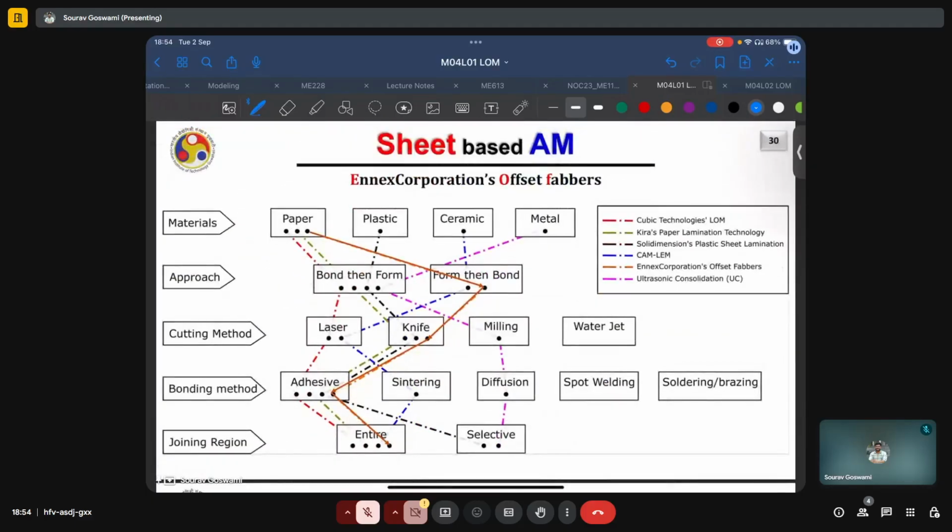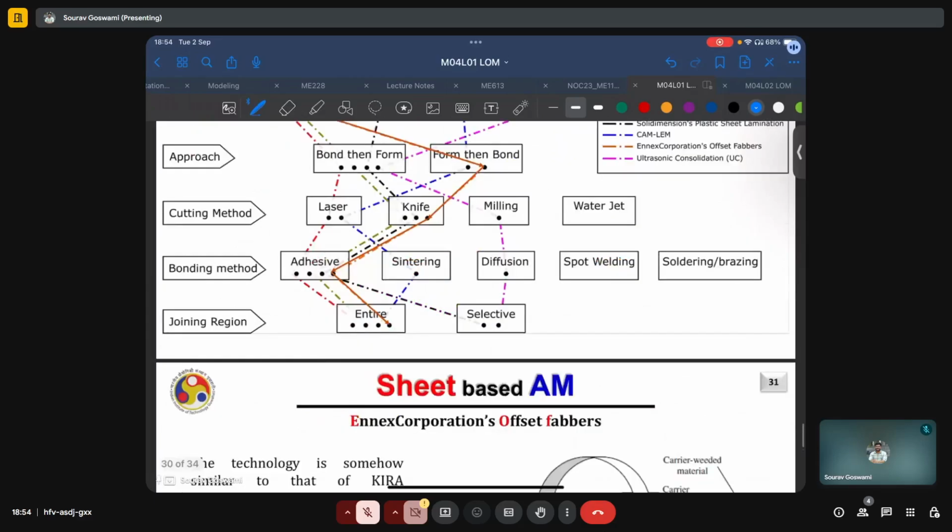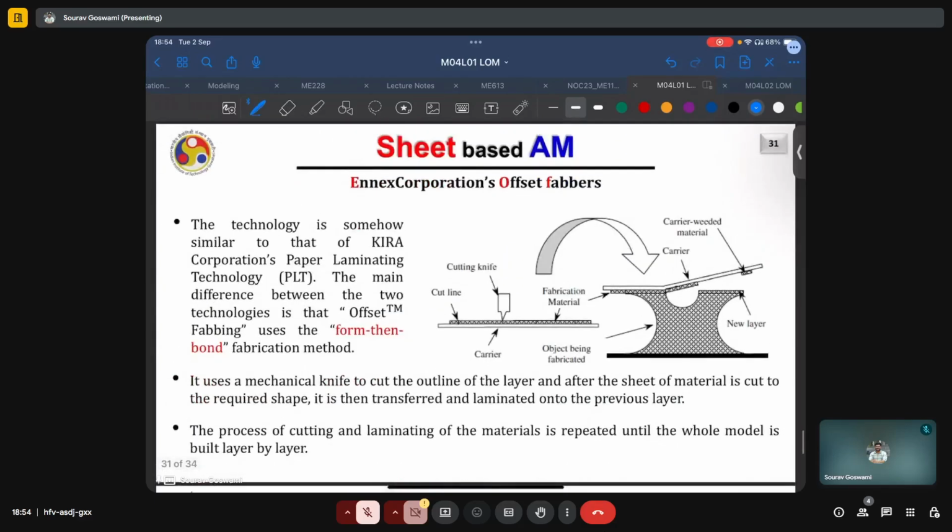Then there's this process of offset fabbing by NX Corporation. Here again, the material is paper. The form then bond approach is used. The cutting method uses a mechanical knife. The bonding method uses adhesives, and the entire region is joined. It is also similar to Kira's paper lamination technology.